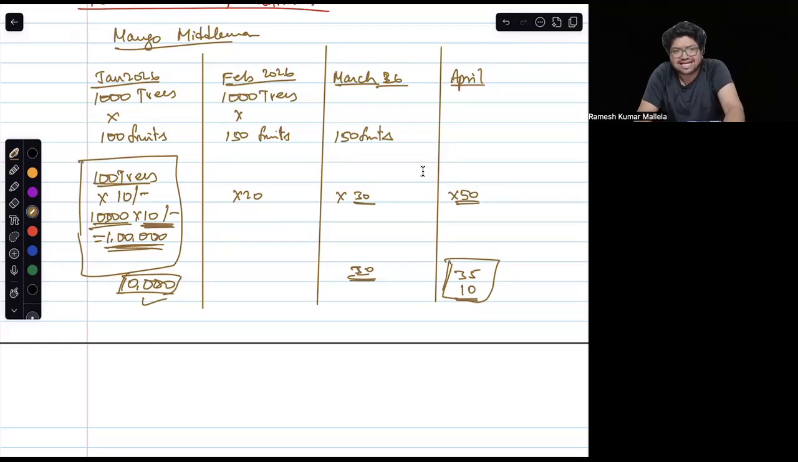Okay, when it comes to April, it has become 35 rupees profit. When May comes, 90 rupees profit, if I sell at 100 rupees. Okay, this is what will happen for the contracts we enter on a future commodity.